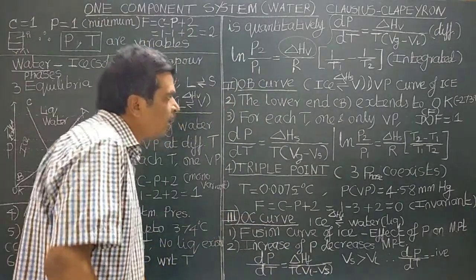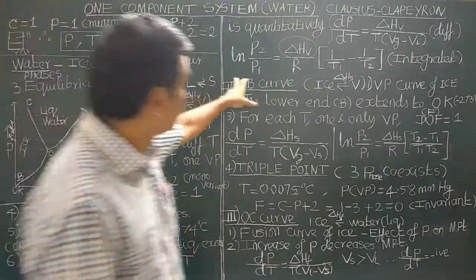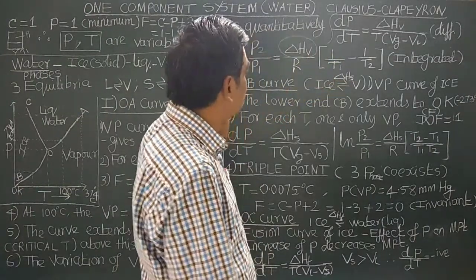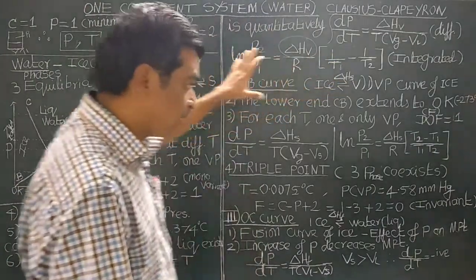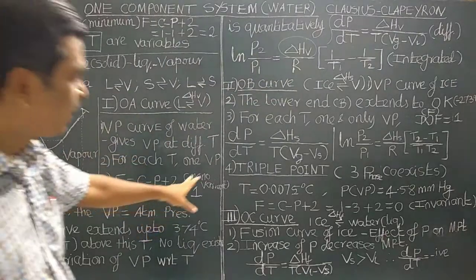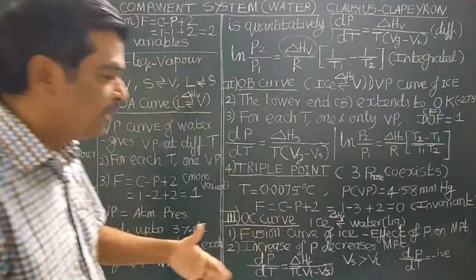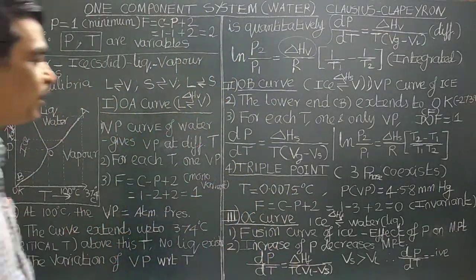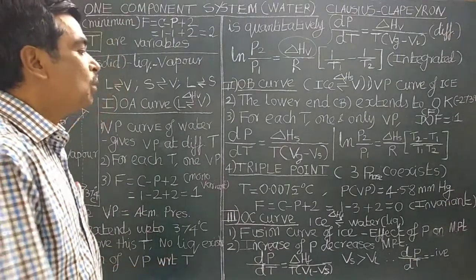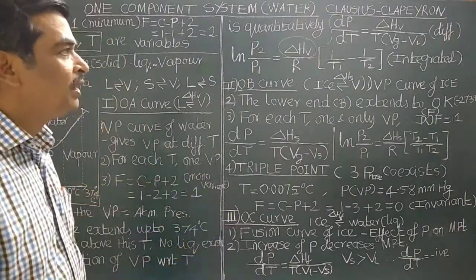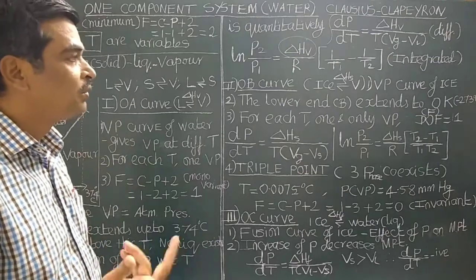Okay. So there are several questions. For example, even in GATE and CSIR, they ask based on this. What is triple point? At triple point, how many degrees of freedom are there? So please understand very carefully, and then only you can answer. Otherwise, you will not be able to answer.